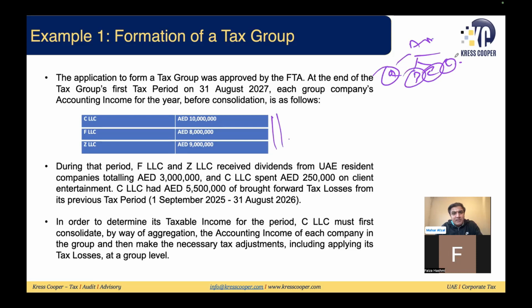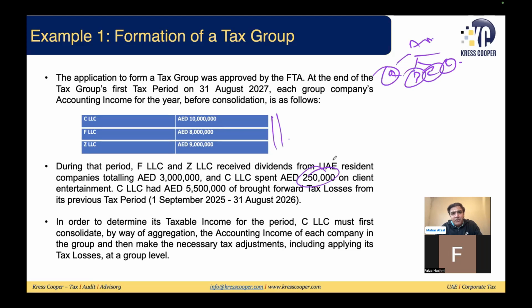So FLLC will receive dividend from resident companies. They're getting dividend from a resident company, so it should be exempt. CLC spent 250,000 on client entertainment. Client entertainment, we know that we can claim up to 50% as per the guidance, as per the provisions of the law. CLC had 5.5 million brought forward tax losses.